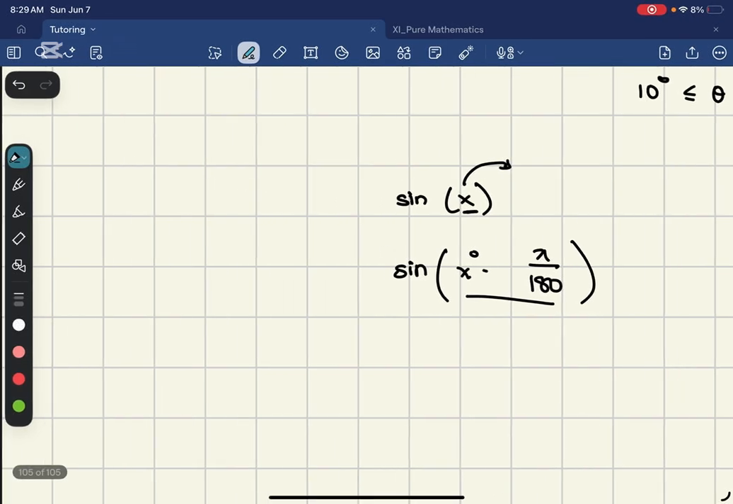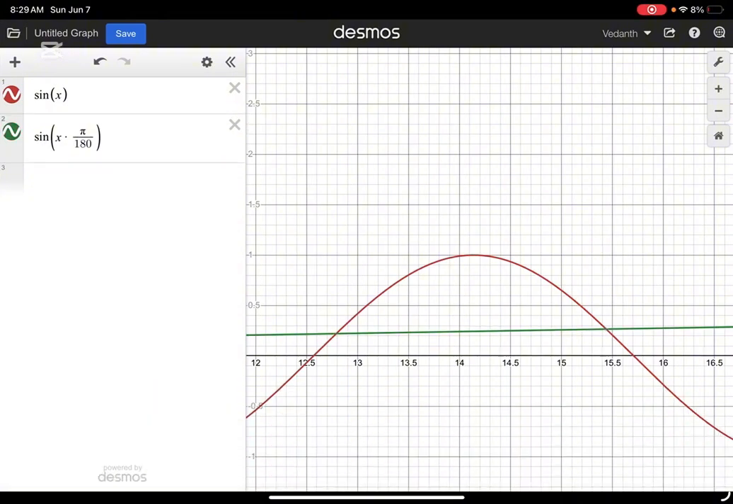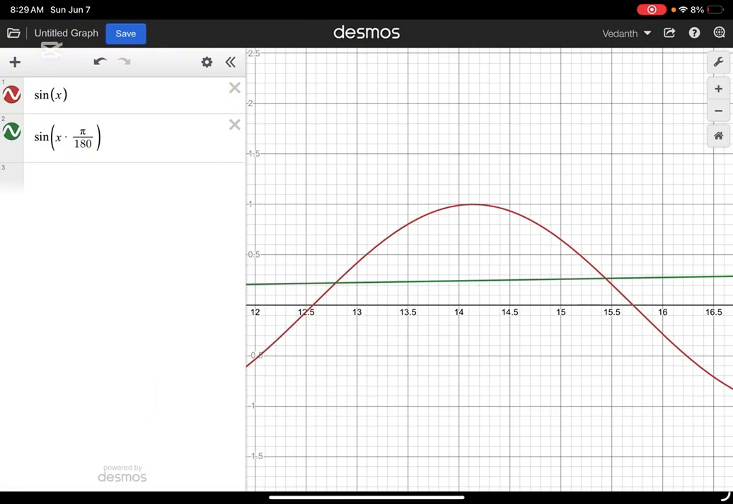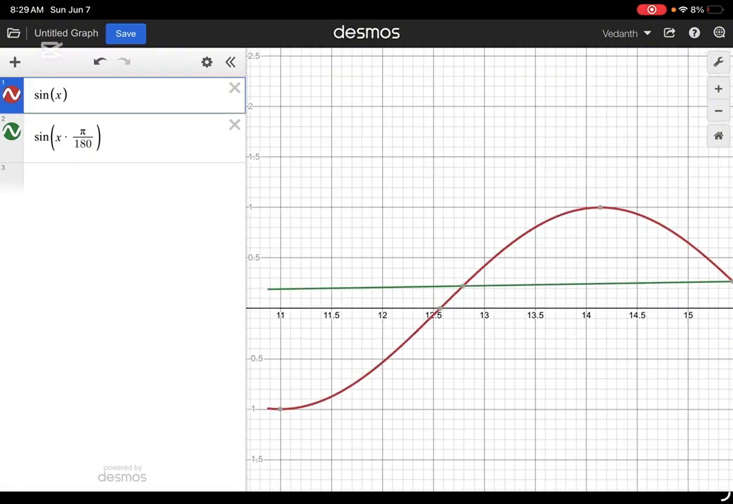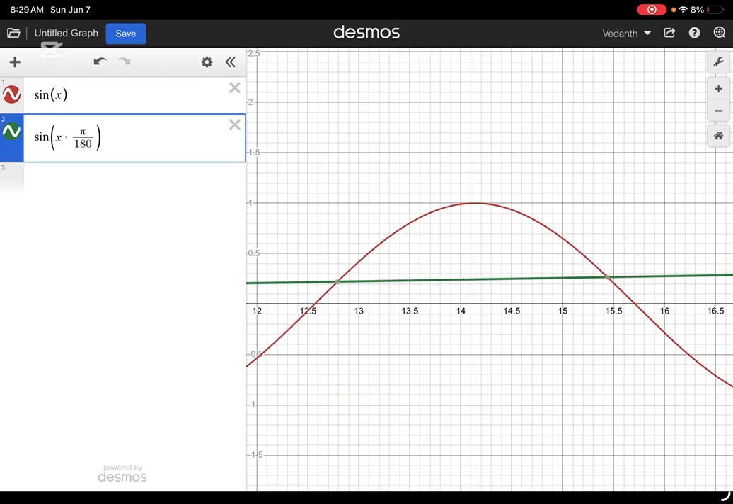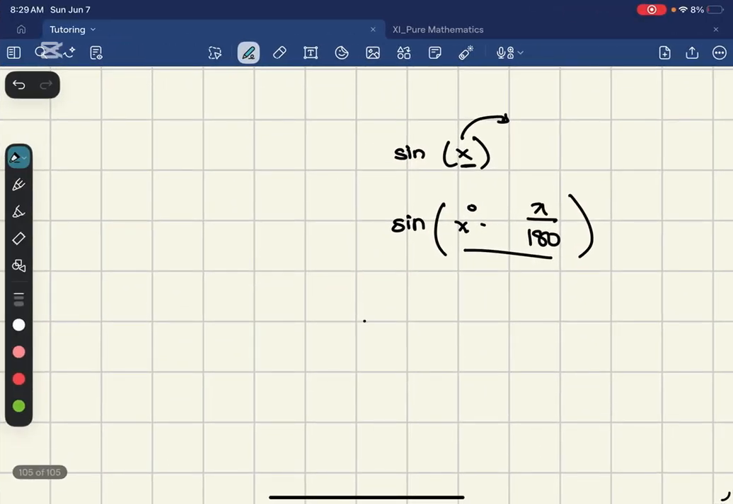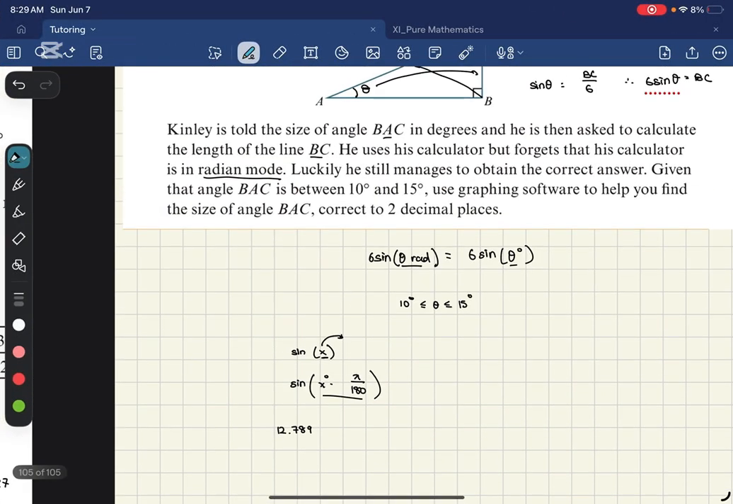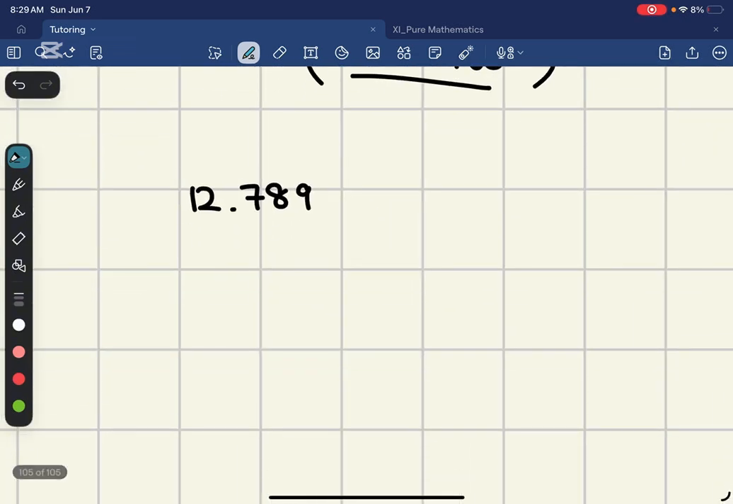All right. So now that we have the plot, we just want to go between 10 and 15. 10 is somewhere here. 15 is somewhere here. So their intersection is here. So to 2 dp, I think that is what the question asks. Your x coordinate is 12.789. And to 2 decimal places, this is going to be approximately 12.79.